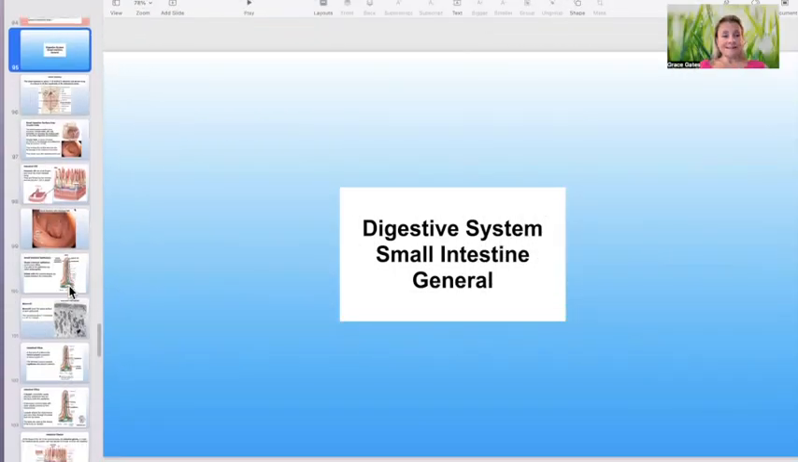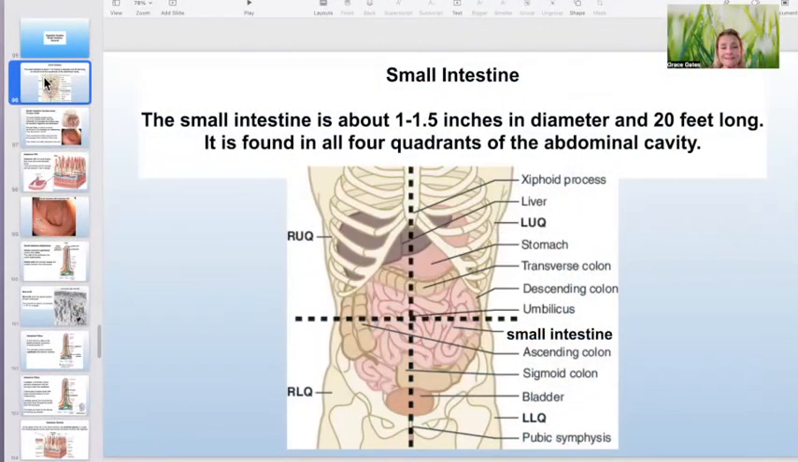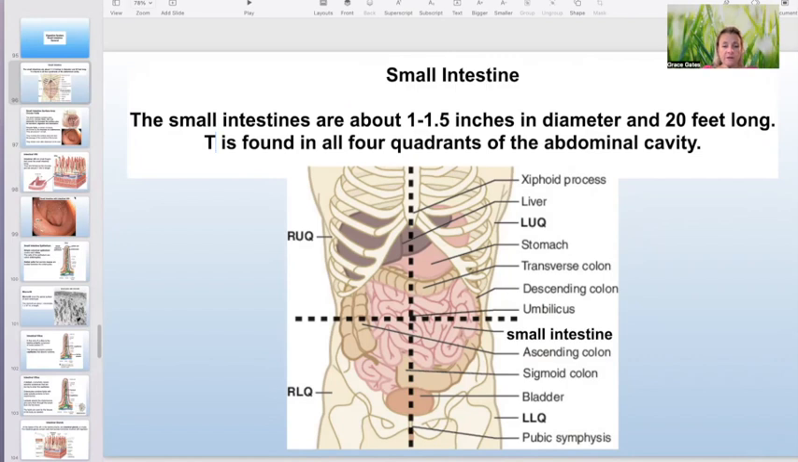Right, small intestines in general. The small intestines are about 1 to 1.5 inches in diameter and about 20 feet long. They are found in all four quadrants of the abdominal cavity, if you remember your picture from the first lecture.